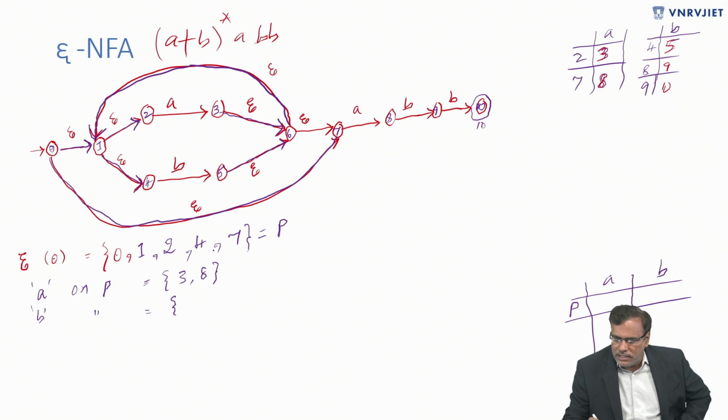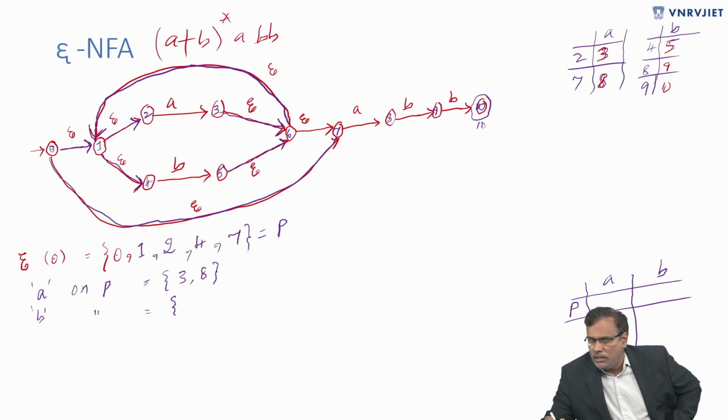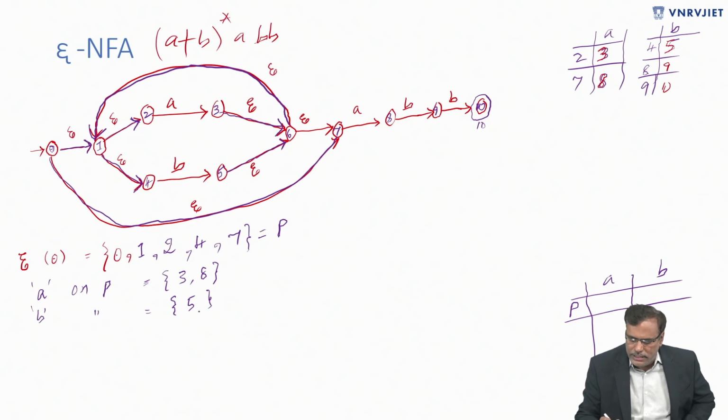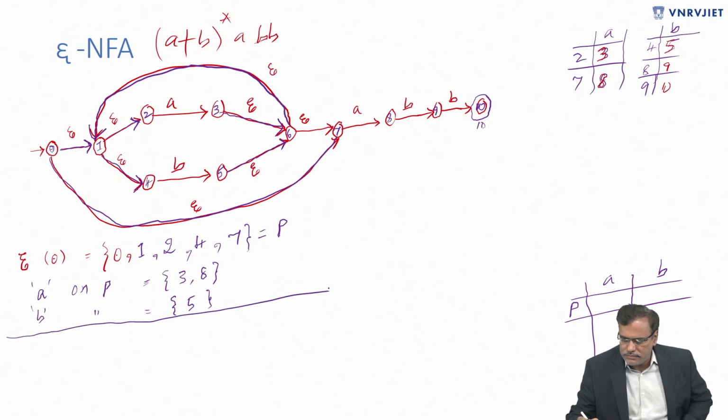4, 8, 9. What is there in this set P? That is only 4, right? So from 4, what can you reach on B? That is 5. Therefore, B as input on P becomes what? That is 5. I hope it is clear. Every time you find an epsilon closure, you can give some name for that.